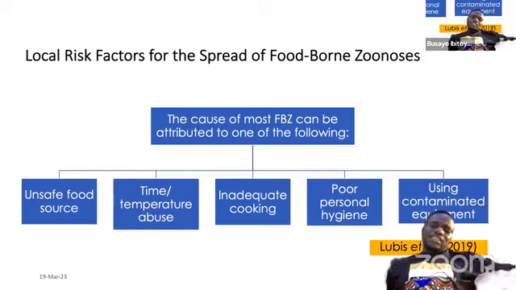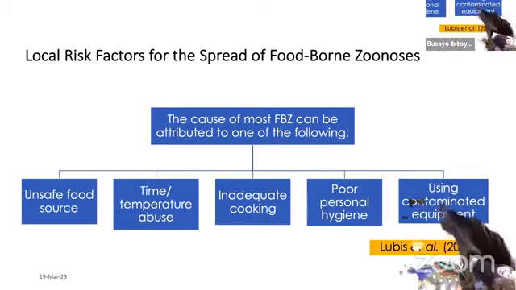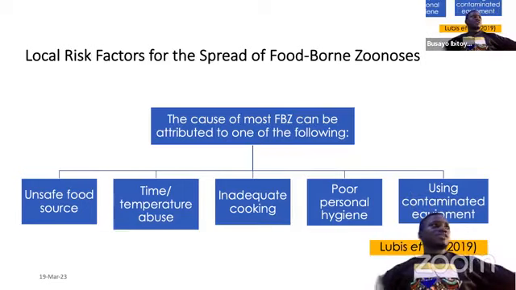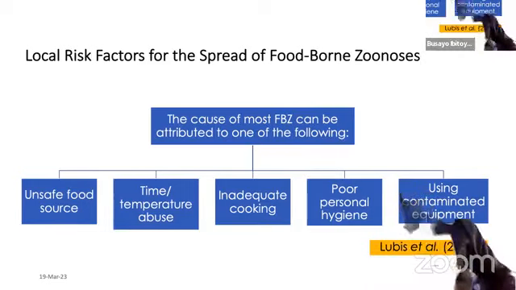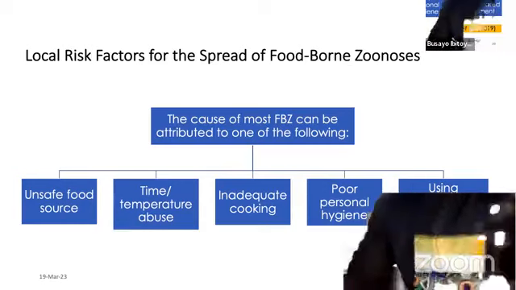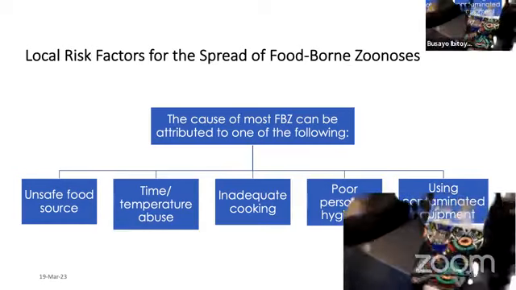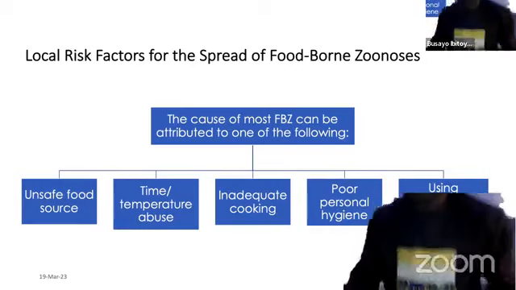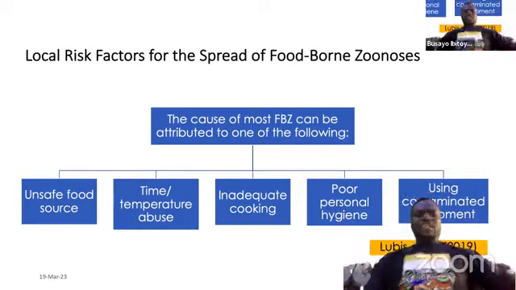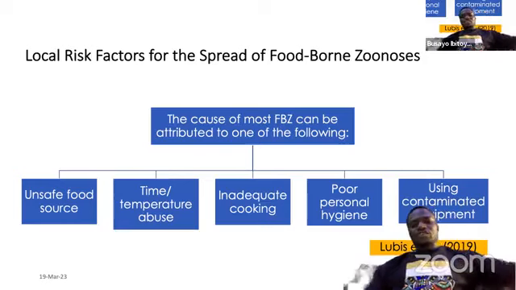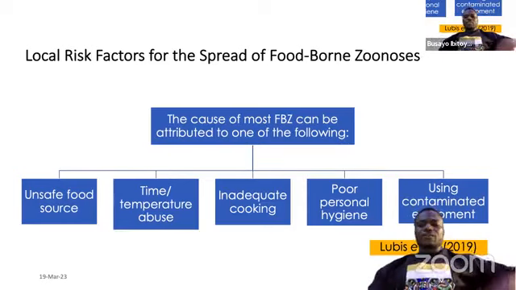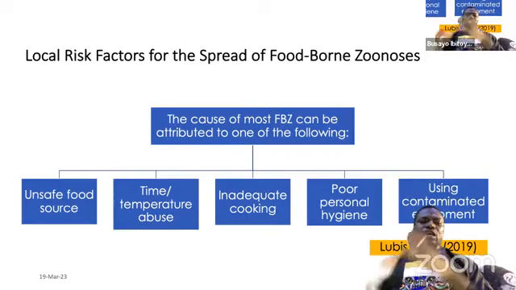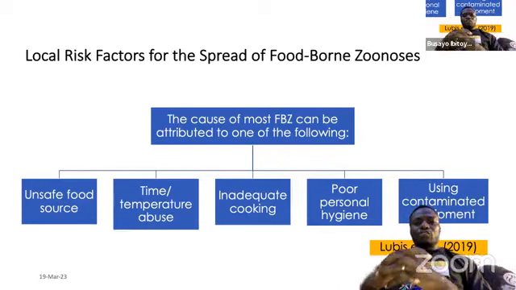Inadequate cooking: at least all food should be cooked at a temperature of nothing less than 70 degrees Celsius so as to ensure proper destruction of the pathogens. Poor personal hygiene can also lead to the spread of foodborne zoonoses.